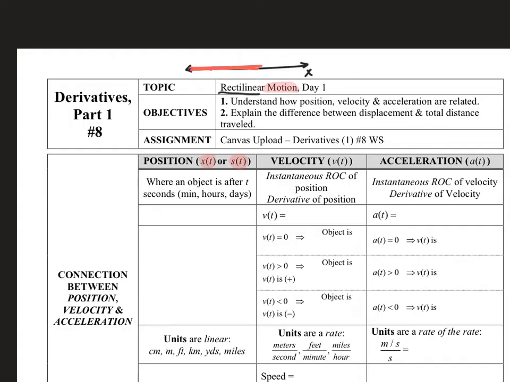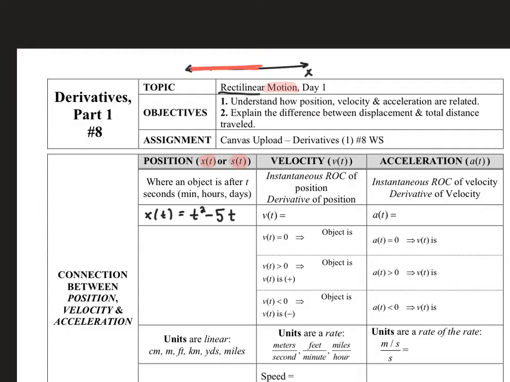Just be careful with this notation here. You're used to seeing this x as being the independent variable written inside the parentheses, but we've switched its place. The name of the function is x, because we are on an x number line and we're moving left and right. And t is our independent variable. What that function does is it tells you where an object is after t seconds, minutes, hours, days, whatever your unit of time happens to be.